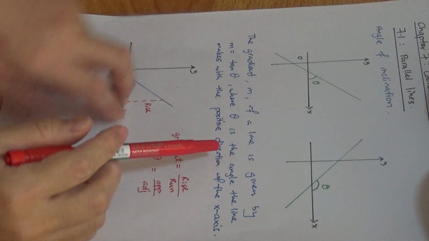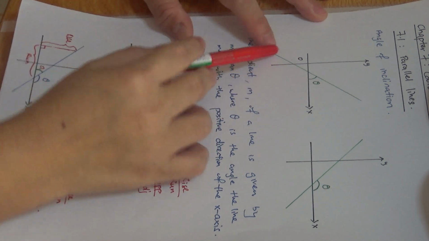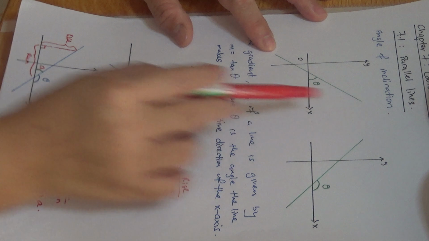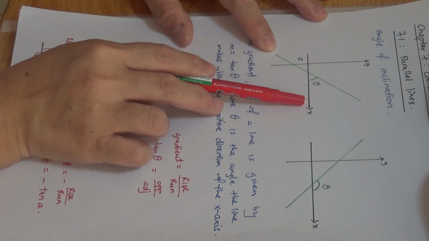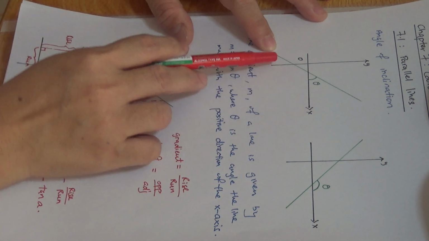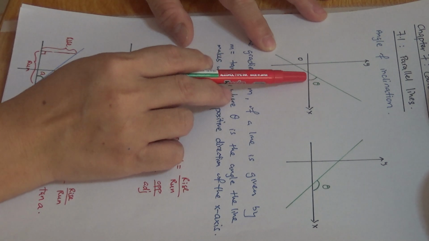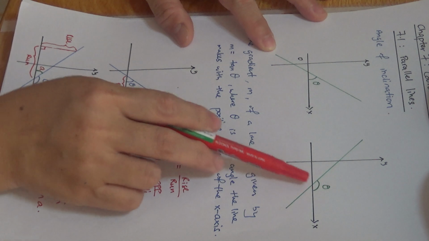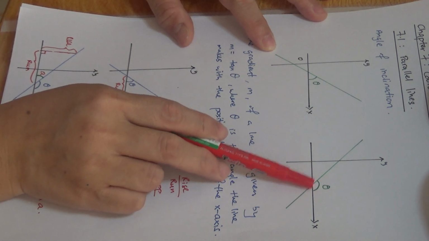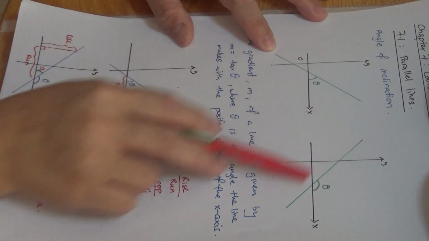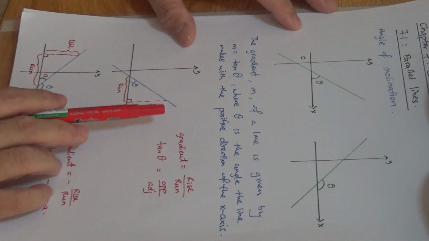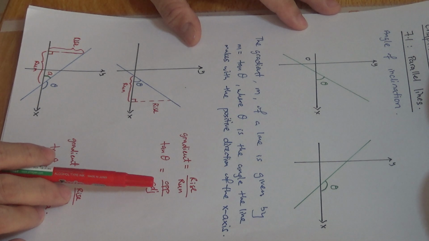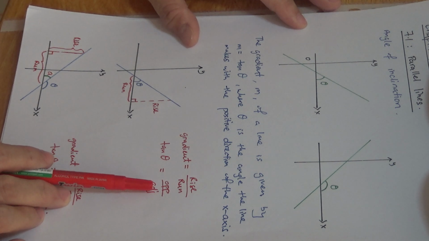Now what is the angle of inclination? It is the angle theta here, whereby the line makes with the positive direction of the x-axis. So this will be the angle of inclination for this line, and for a line slanting this way, this will be the angle of inclination for this particular line. Now, what has the angle of inclination got to do with the gradient?